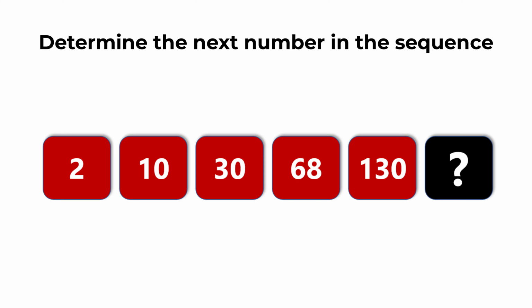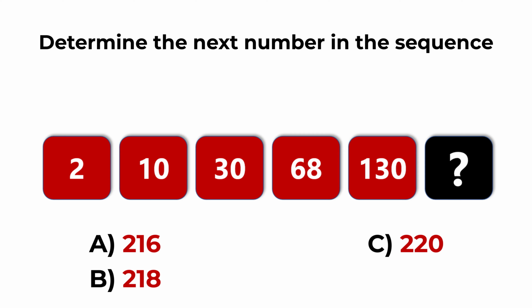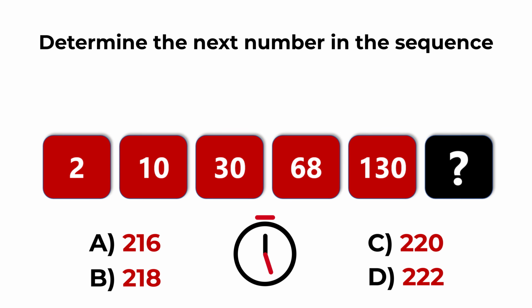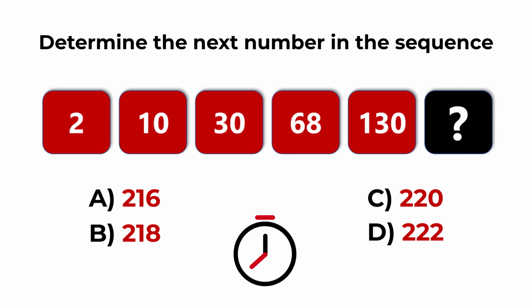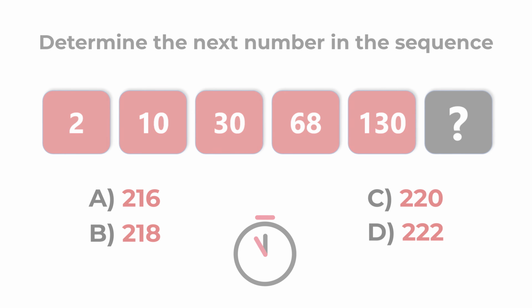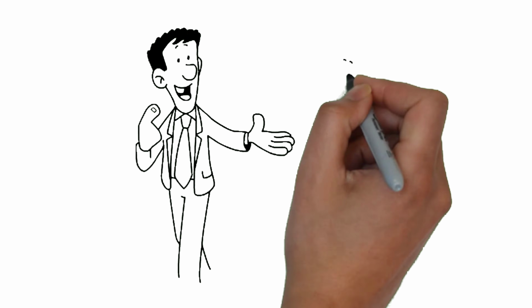You're presented with 4 different choices. Choice A, 216. Choice B, 218. Choice C, 220. And choice D, 222. Now might be a good time to pause this video to see if you can come up with the answer. Give yourself 20 to 30 seconds. That's about as much time as you get in the real test. Ready or not, I'm moving forward so we can get to the correct solution together.